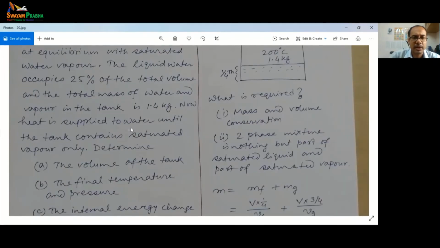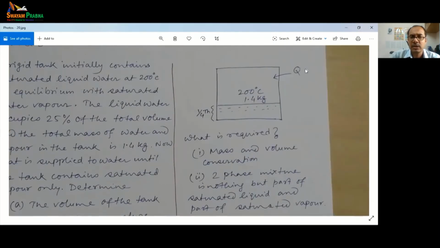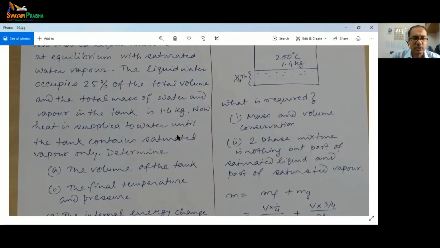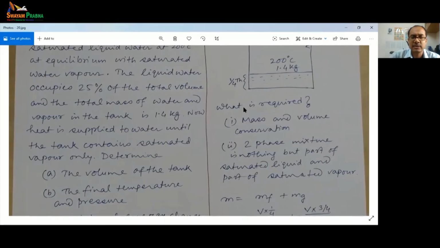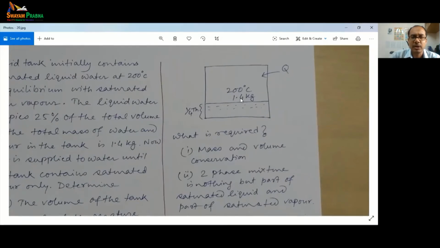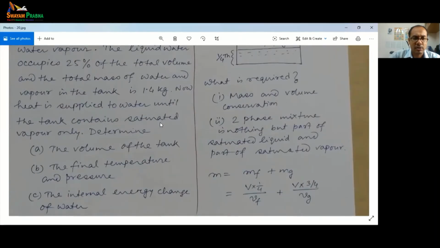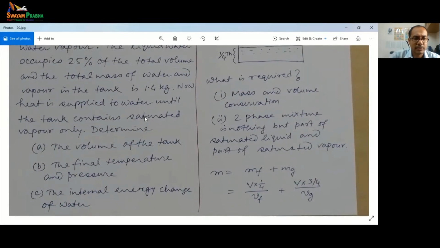Now heat is supplied to the water. Here we have shown it through this Q and this arrow that heat is supplied to this container until the tank contains saturated vapor only. As heat is supplied, this water will vaporize and ultimately the whole tank will contain saturated vapor. That's the point where we stop adding heat.